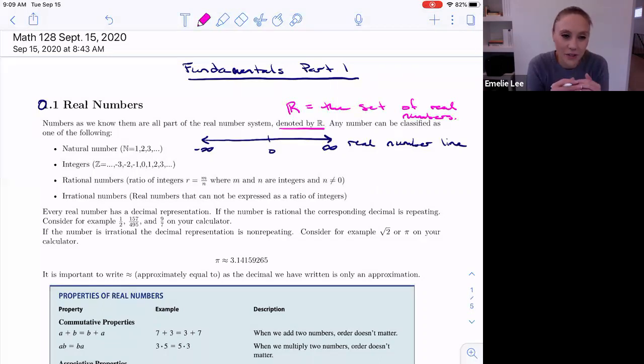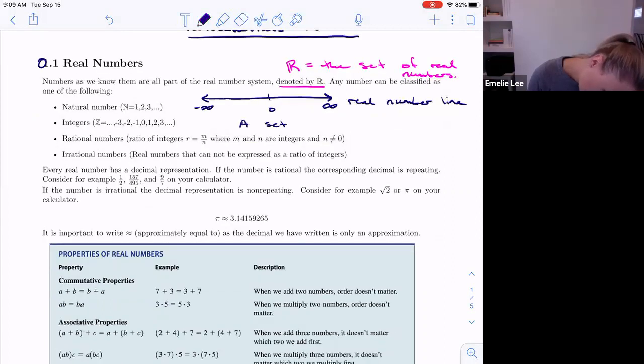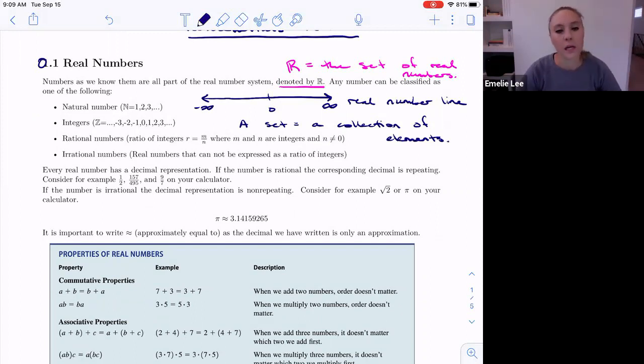There's the set of natural numbers, and a set is just a collection of things, right? Where a set is a collection of, and inside the set we call them elements. We'll talk a little bit more about elements and sets in a bit here, but we're just introducing these basic sets for now. So these real numbers have been classified into natural numbers. The natural numbers, we can also think of them as the counting numbers. So 1, 2, 3, 4, 5, 6, 7, right? And so these are the counting numbers.